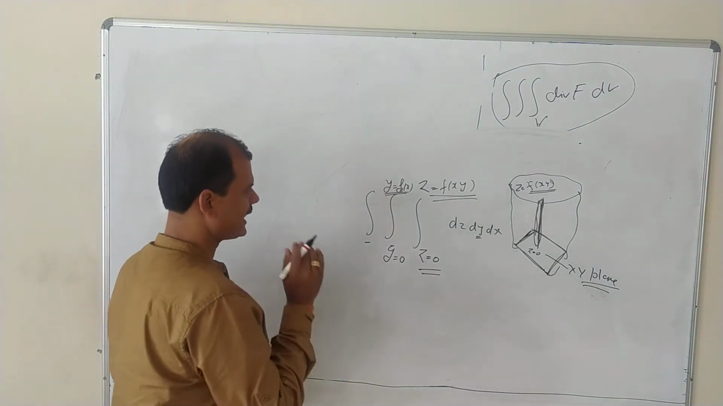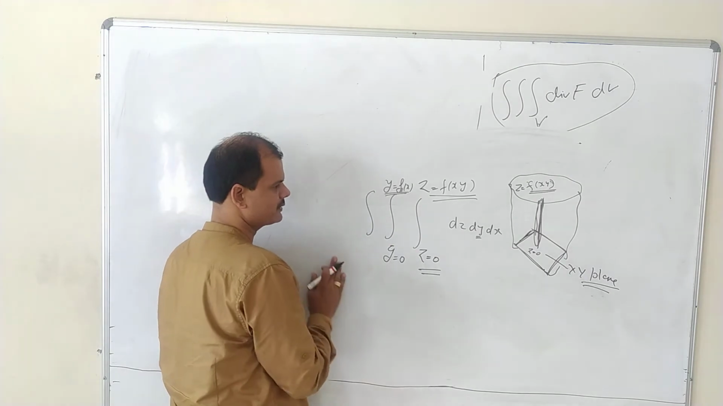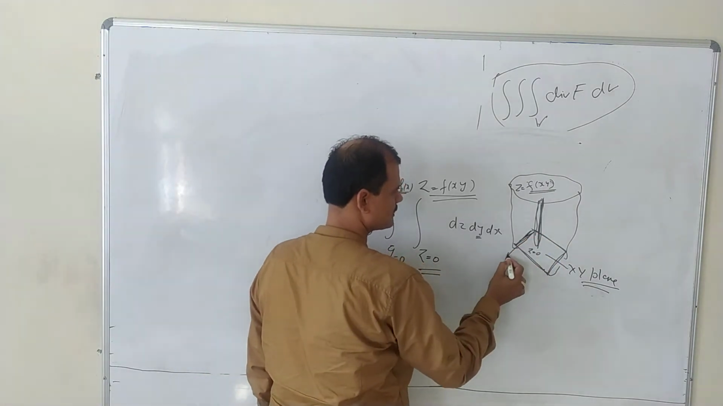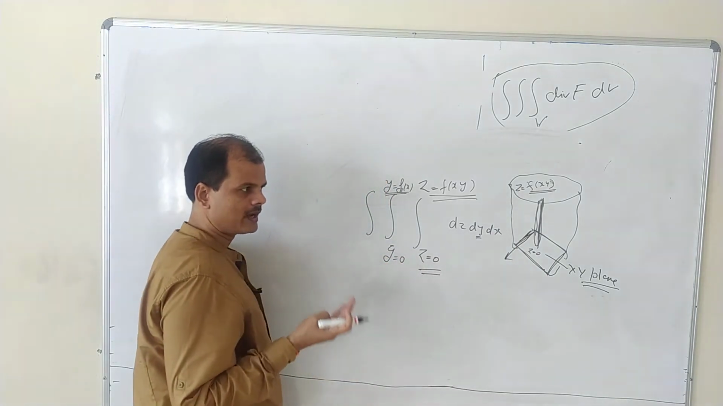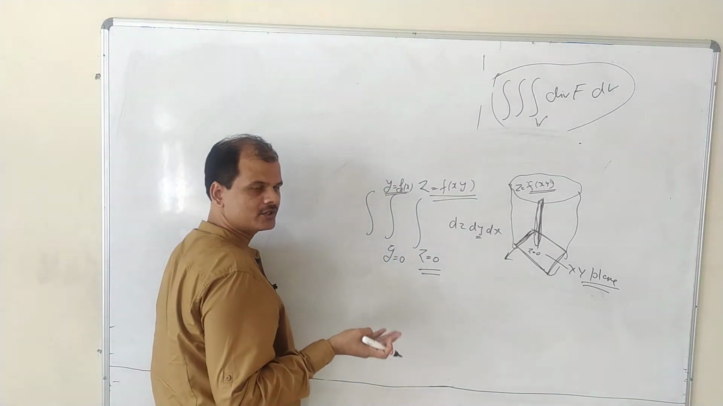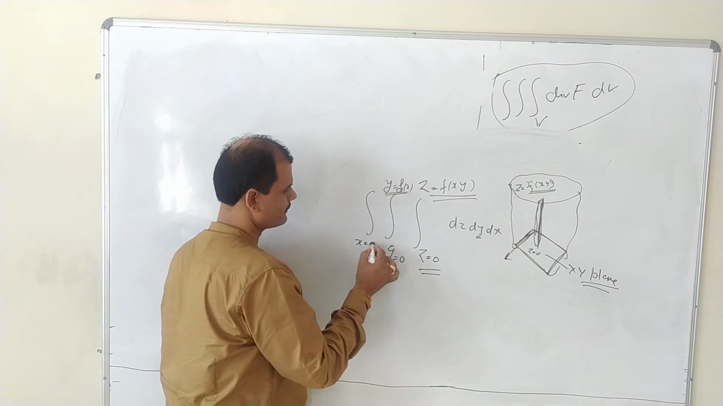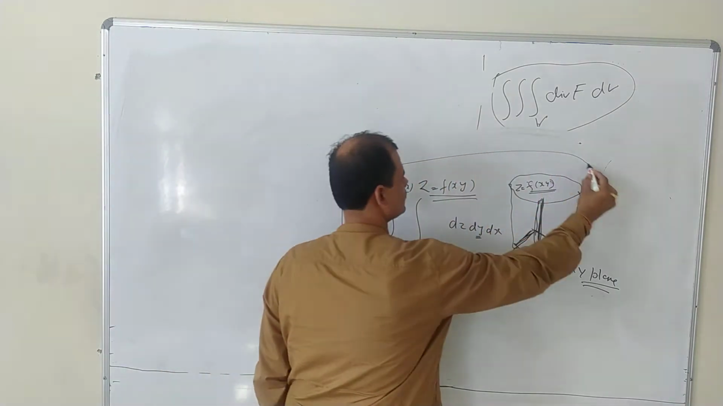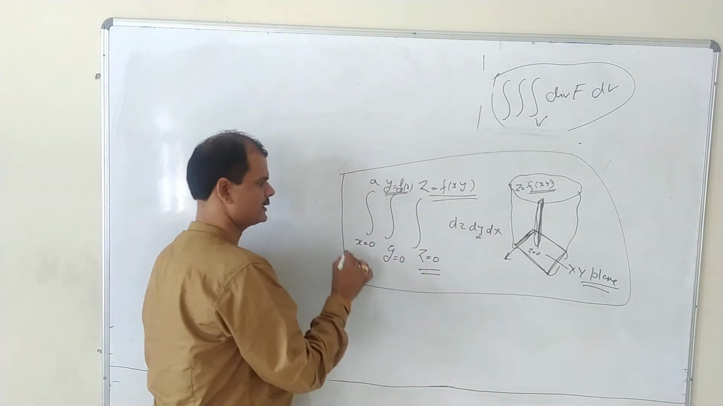Fine. Now the x limit. For the x limit, you have to come on the x axis. On the x axis your y will be 0, z will be 0, so we get some constant. So this is your pattern of finding the limit.